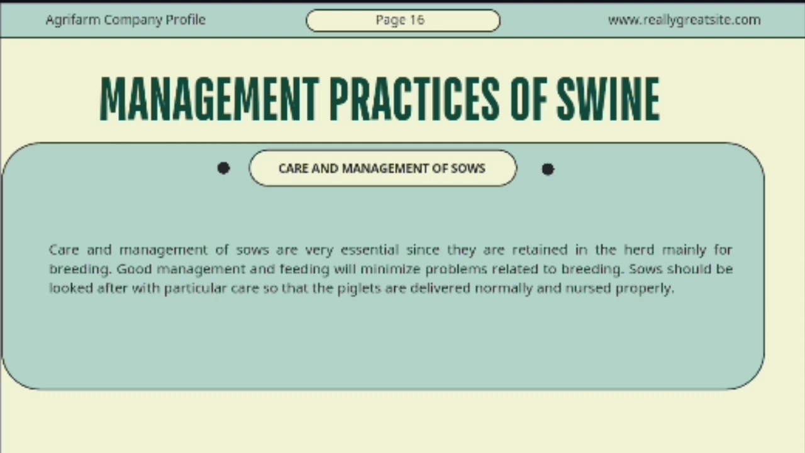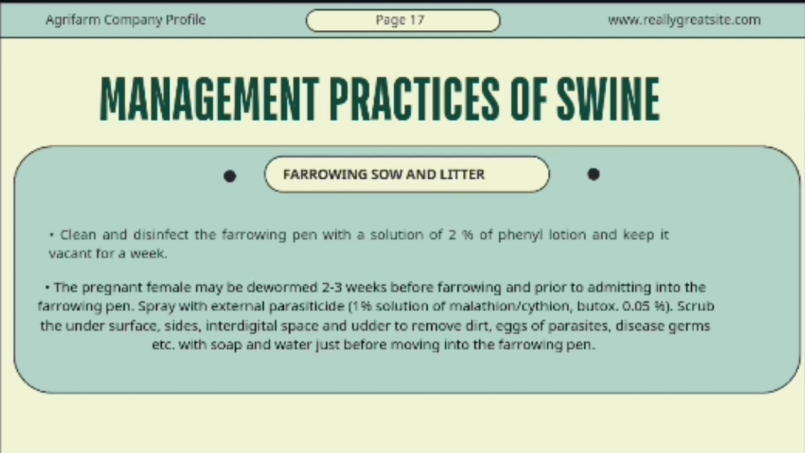Good management and feeding will minimize problems related to breeding. Sows should be looked after with particular care so that the piglets are delivered normally and nursed properly. Also, in farrowing sow and litter, clean and disinfect the farrowing pen with a solution of 2% phenyl lotion and keep it vacant for a week.